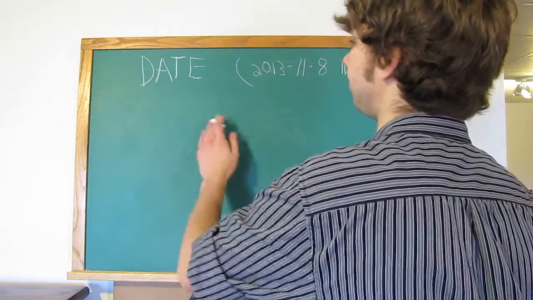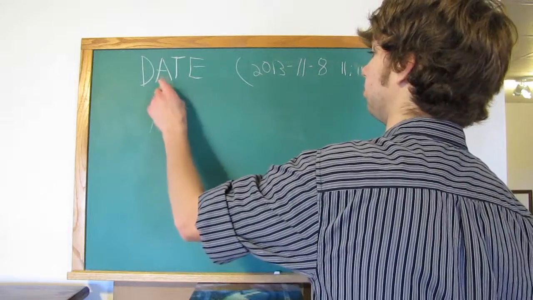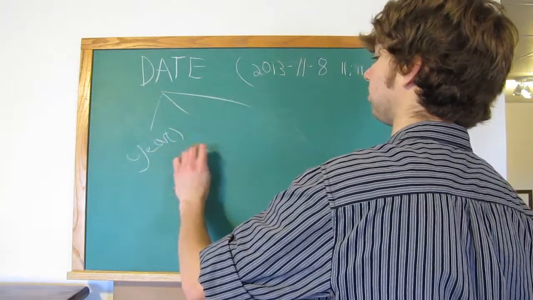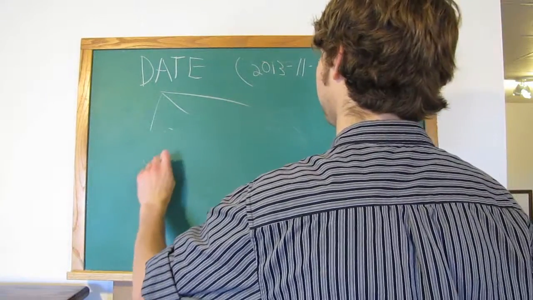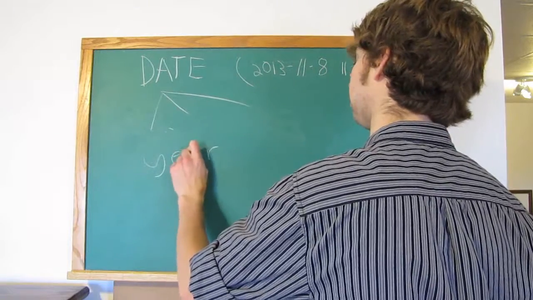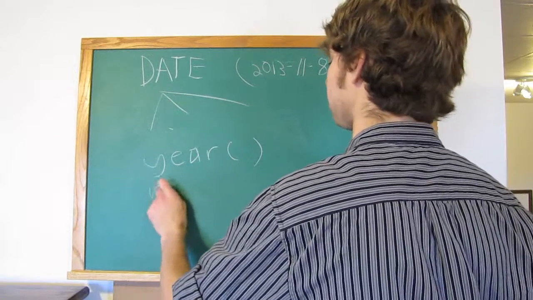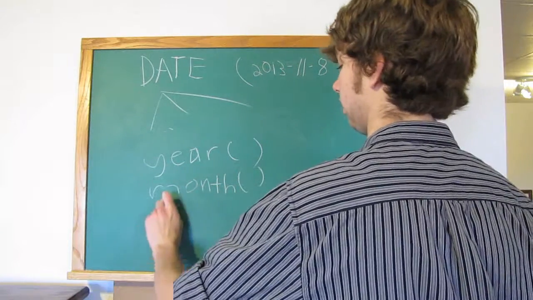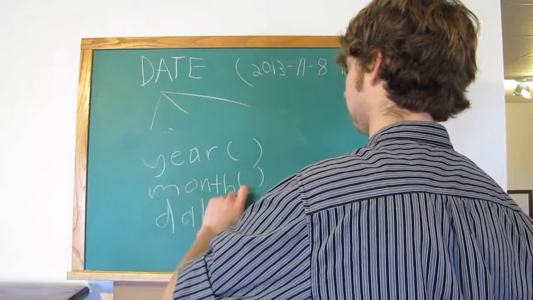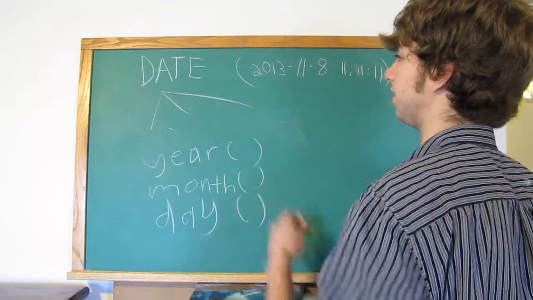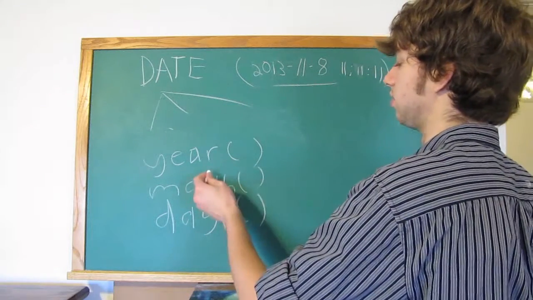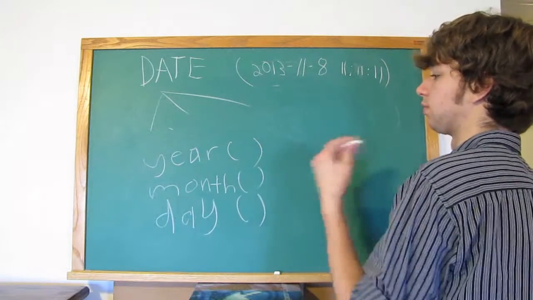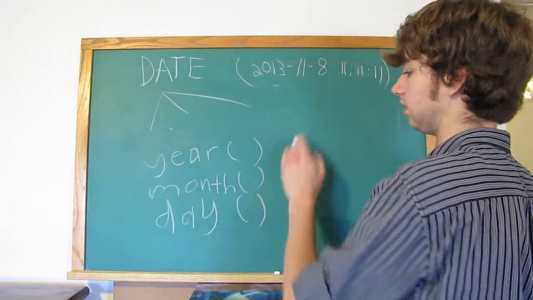The next one, date, can actually be broken up into the year function. That looked horrible. Okay, let me try it out. Year, and then month, day. So if you were to use the date function, you would get this. If you used the year function, supplying this info into here, you would get 2013. Month, you'd get 11. Day, you'd get 8.